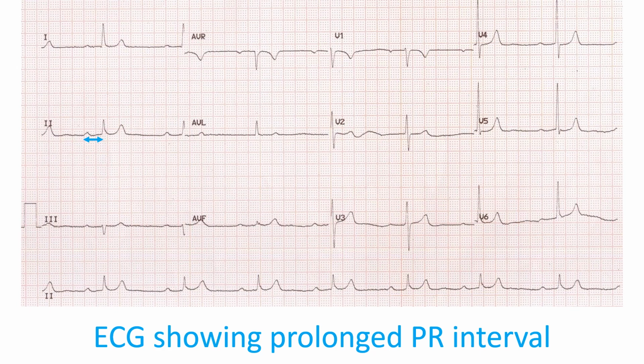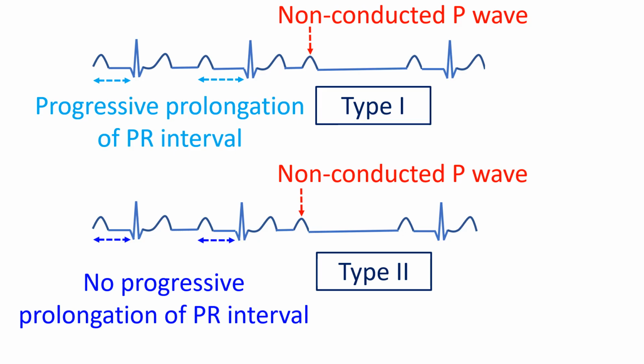Atrioventricular block is divided into first degree, second degree and third degree or complete heart block. In first degree AV block, there is only prolongation of conduction without any P wave being non-conducted. It manifests in ECG as a prolonged PR interval. In second degree AV block, there are intermittent non-conducted P waves. There are two types of second degree AV blocks.